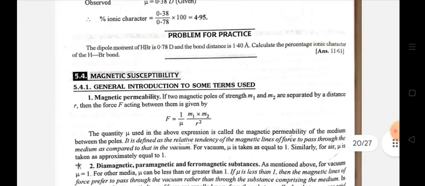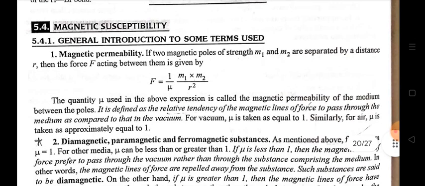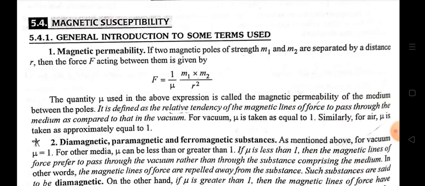Magnetic susceptibility. General introduction to some terms used. Magnetic permeability. If two magnetic poles of strength M1 and M2 are separated by a distance r, then the force F acting between them is given by F is equal to 1 by mu, M1 into M2 upon r square. The quantity mu used in the above expression is called the magnetic permeability of the medium between the poles.